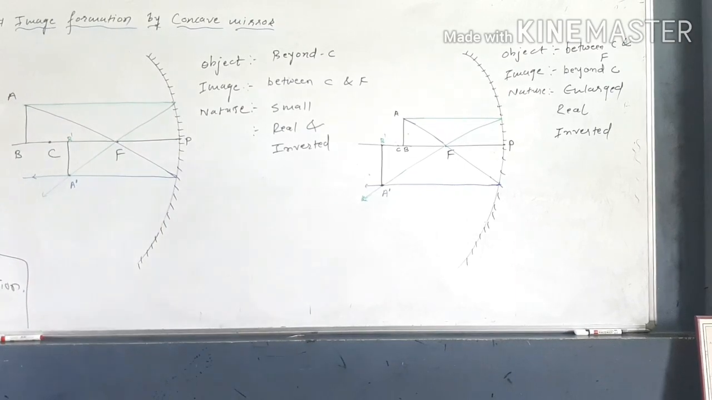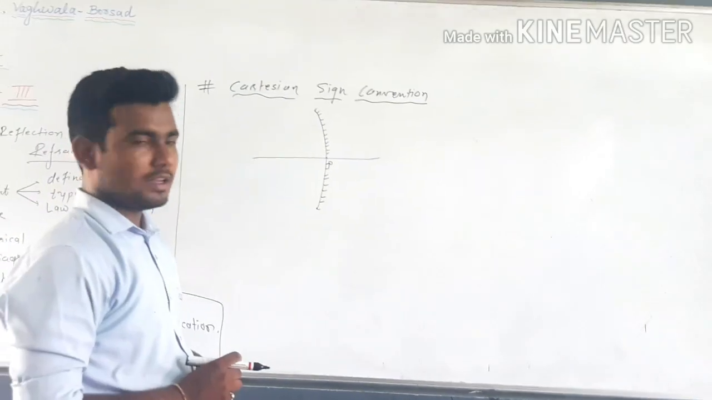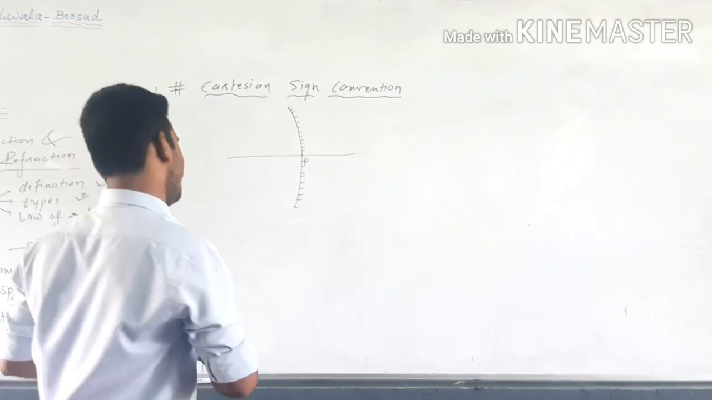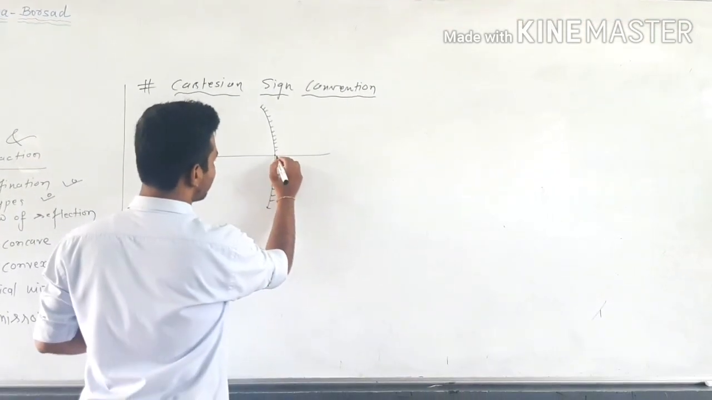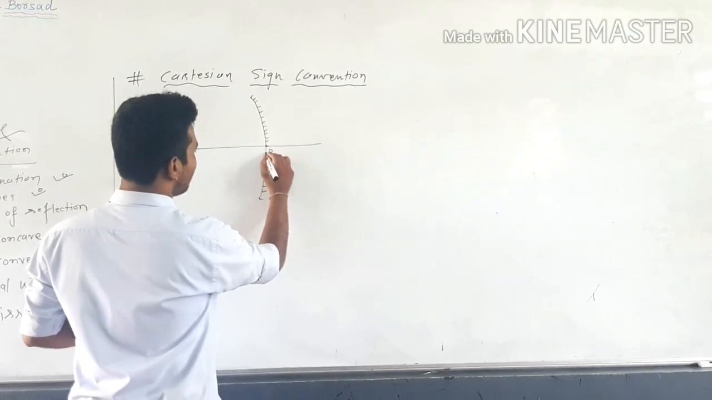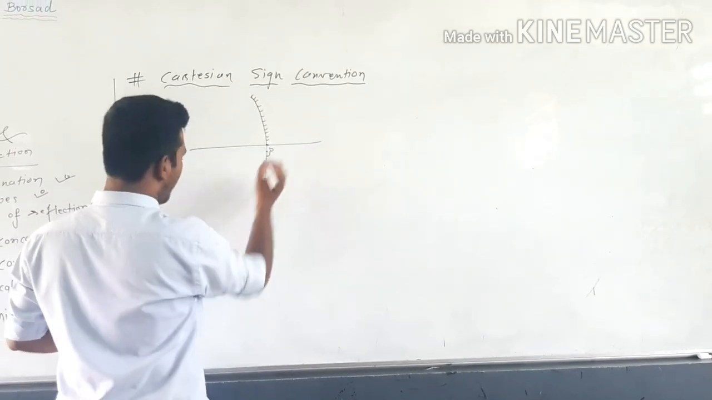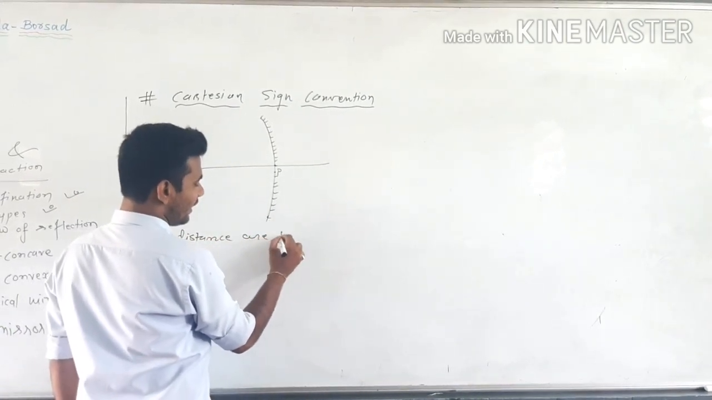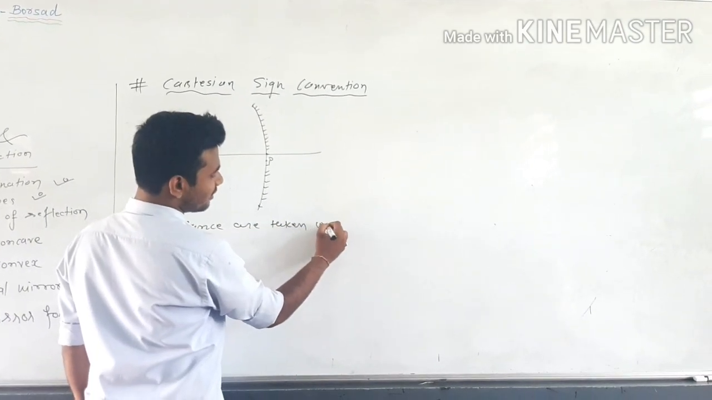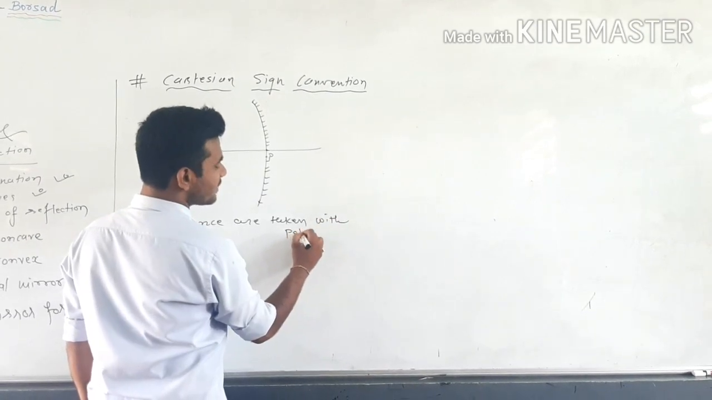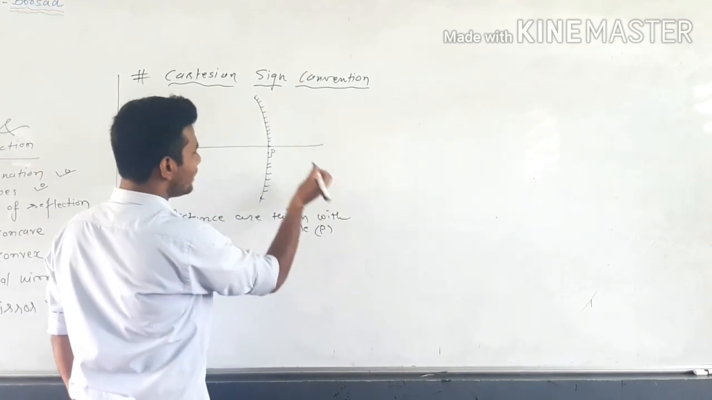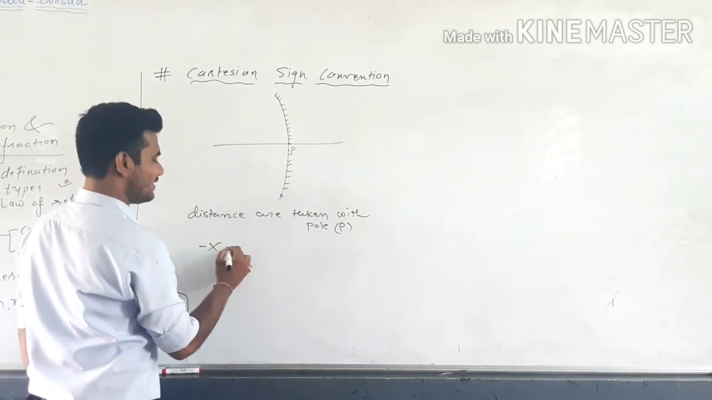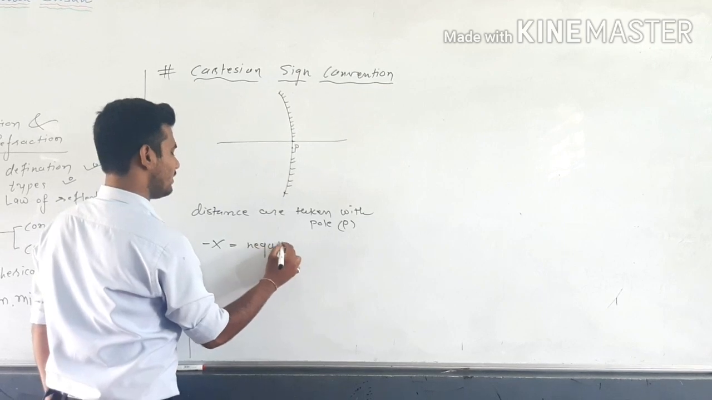After this we will discuss sign convention, right? That is also called Cartesian sign convention. According to Cartesian sign convention, this is very useful to us for calculating sums, right? So all of the distances are taken with reference to pole P. The distance which is along the minus x-axis is taken negative.